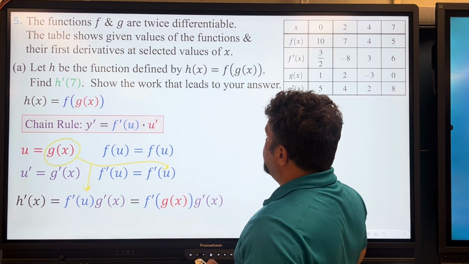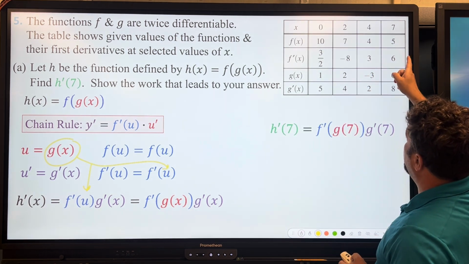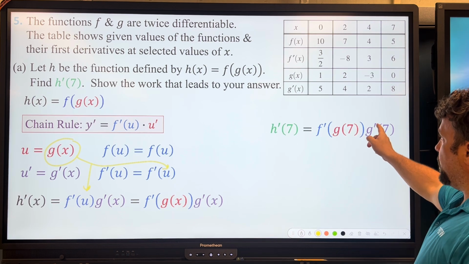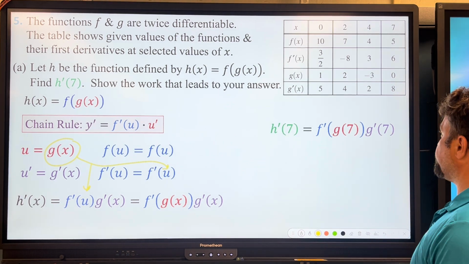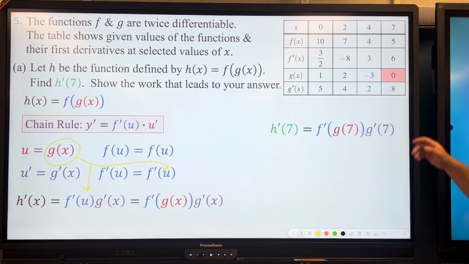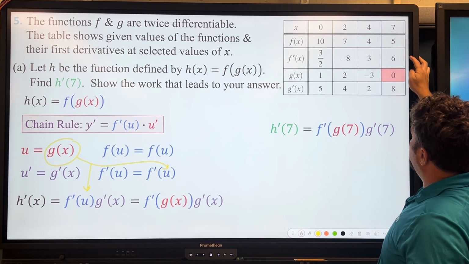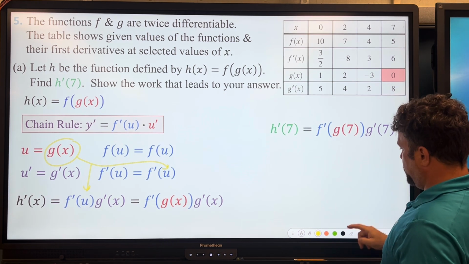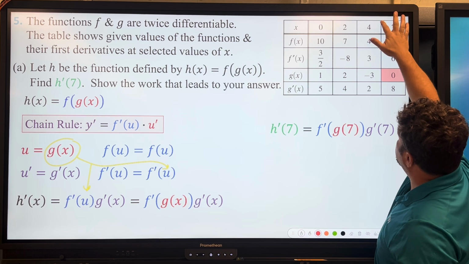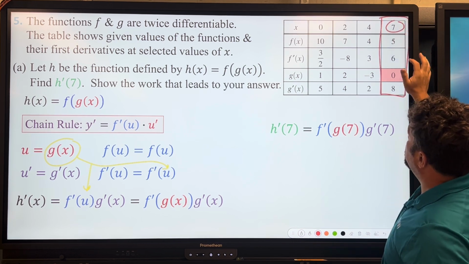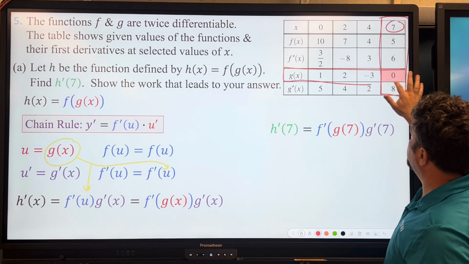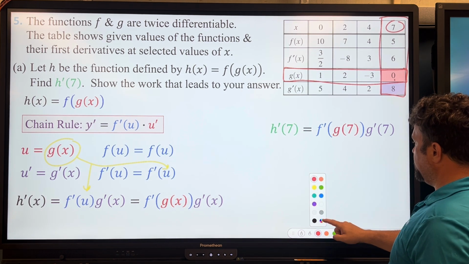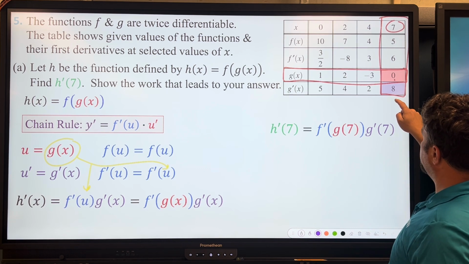We want to know h prime of 7. So now we're going to go here, and we're going to say h prime of 7 equals f prime of g of 7, times g prime of 7. So all the x's equal 7. When x is 7, g of x is g of 7. So I'm using this column because this is when x is 7. G of x, see how they intersect right here? That's 0. And g prime of 7 is 8. So that's 8.